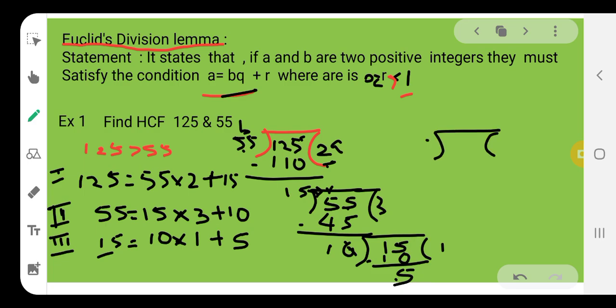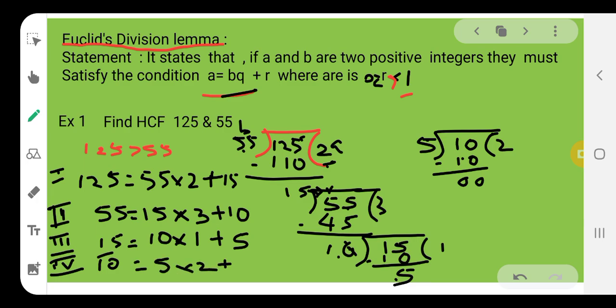Again, the remainder will become the divisor, and the divisor becomes the dividend. We'll take here 10, A as it is. So 2 times 5 is 10, minus this, so we get 0. So 10 is A in the fourth step: 10 equals 5 into 2 plus 0.